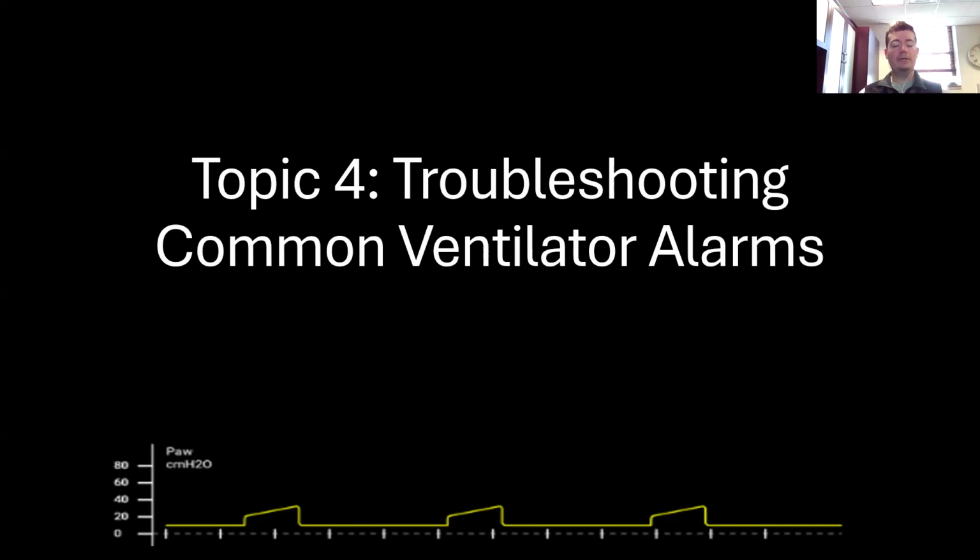I find ventilator alarms kind of unsettling. The fact that something is wrong with the system that a patient is depending on for their breathing is worrying. And I don't know about you, but I've had several moments either in the ED or in an ICU when a ventilator alarmed and I wasn't sure what to do.